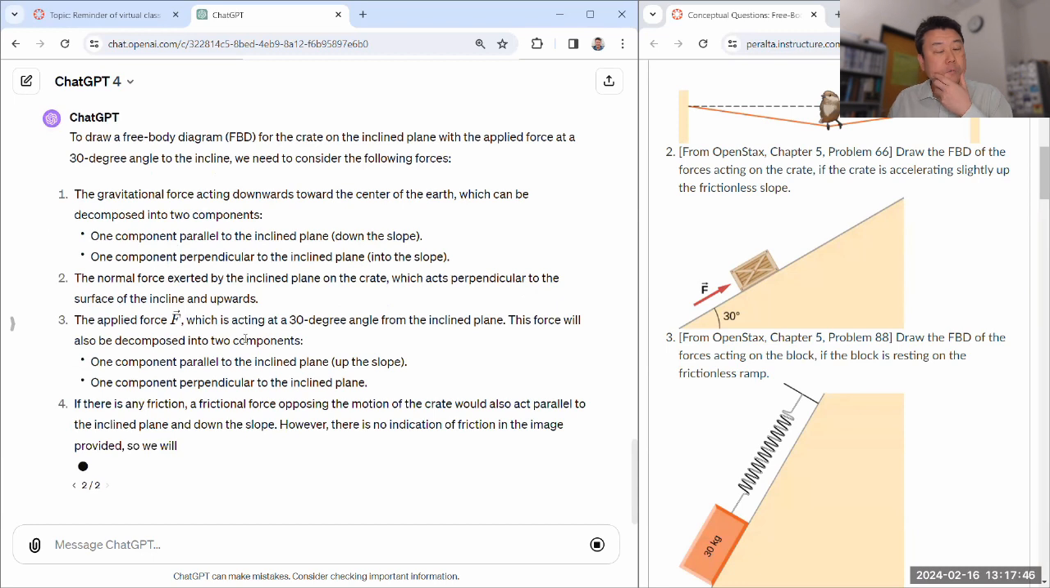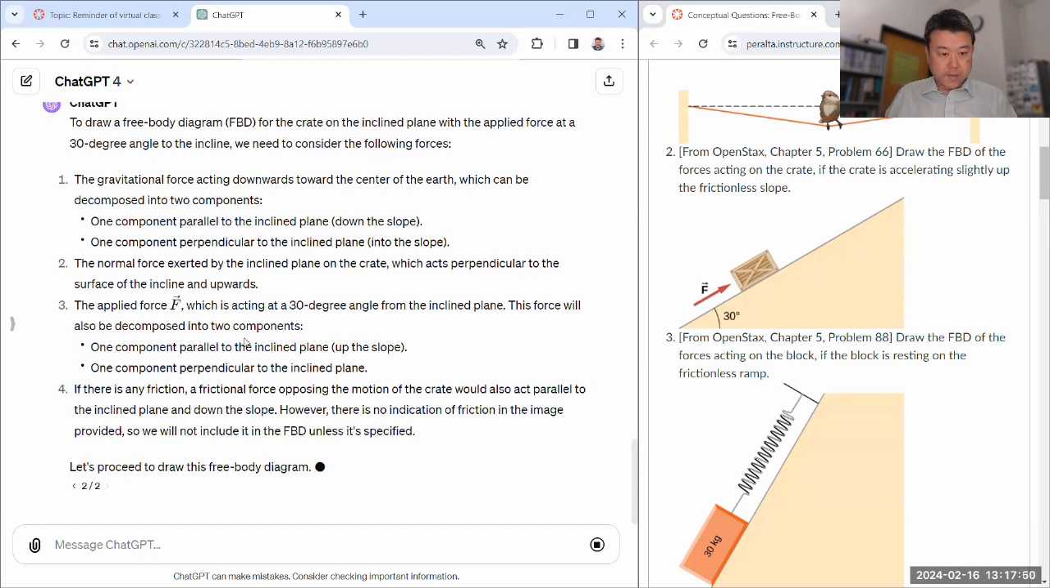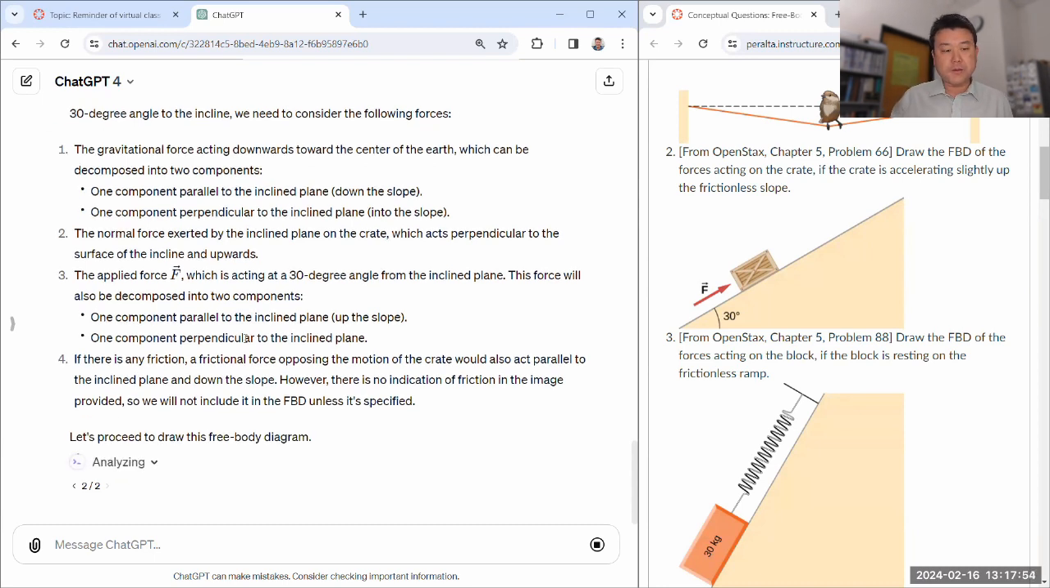Oh, but let me point out one thing that your textbook does that I actually don't recommend. So after it's done drawing the free body diagram, and I'm not going to open the analysis, I'll just let it run on its own, let me first see if it's drawn it the way I would have drawn it. And I will point out one thing that your textbook does that is not technically wrong, but is not something I agree with. So let me point it out.